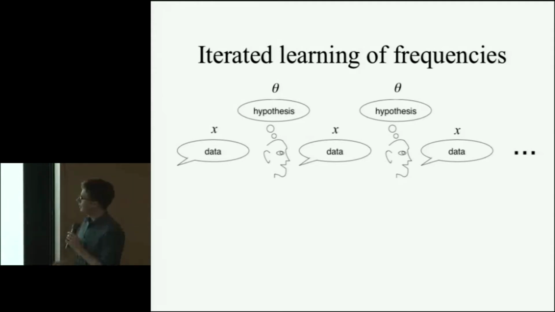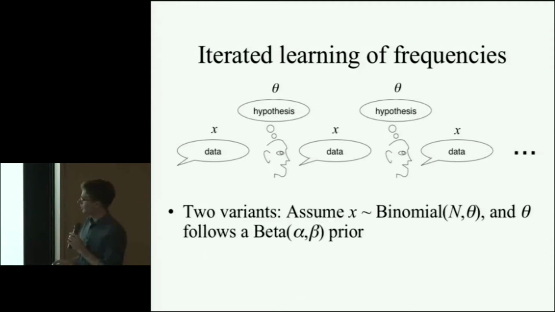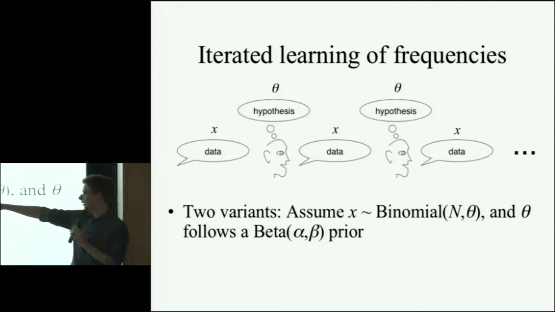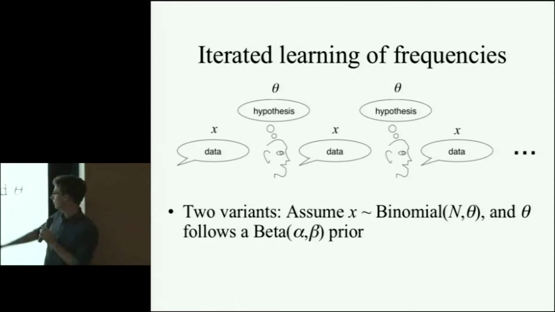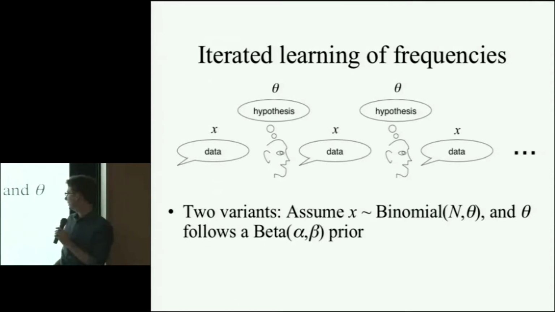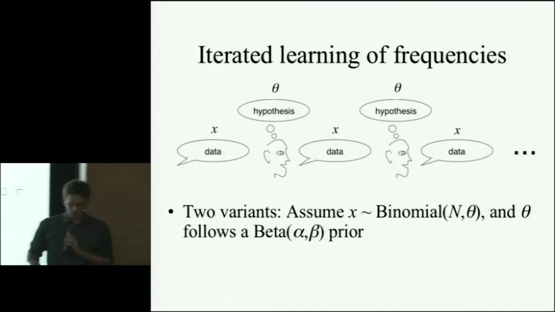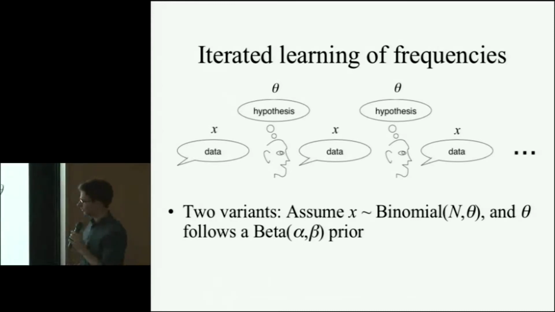So we can define a simple Bayesian iterated learning model for frequencies if we just have, say, 2 variants, where there are 2 constructions that we're choosing between. We assume that the data we're getting are drawn from a binomial distribution, which is just your normal sort of flipping a coin distribution, where the weight of the coin is theta, and we define a particular prior distribution on theta, which is called a beta distribution. And I'll show you what a beta distribution looks like in a moment.